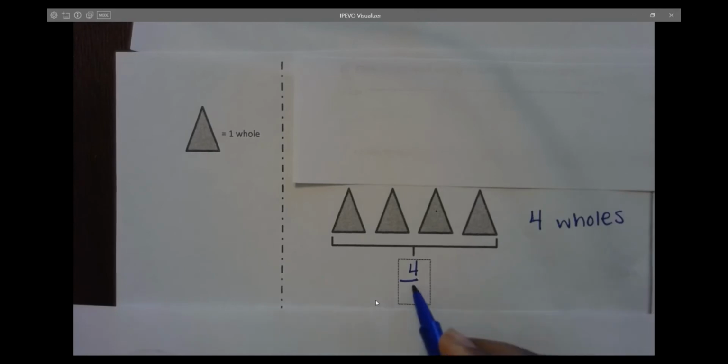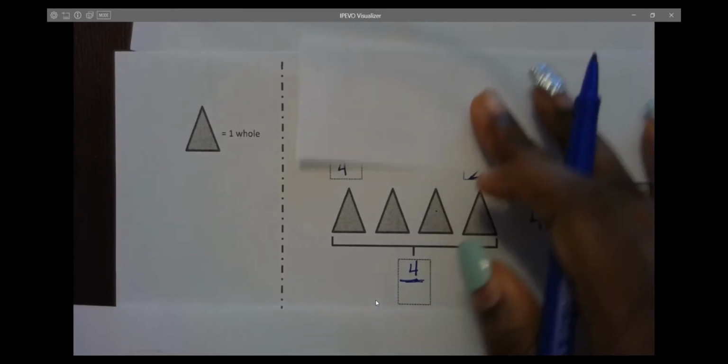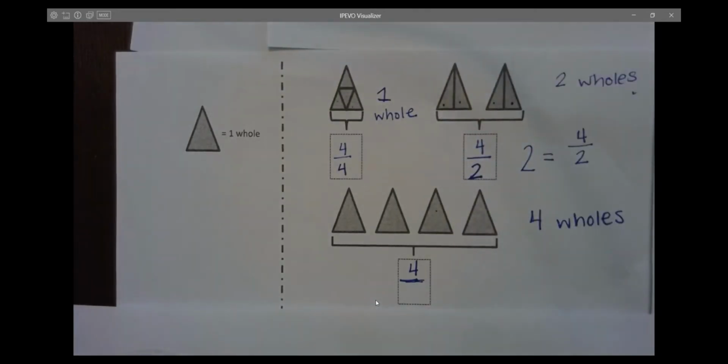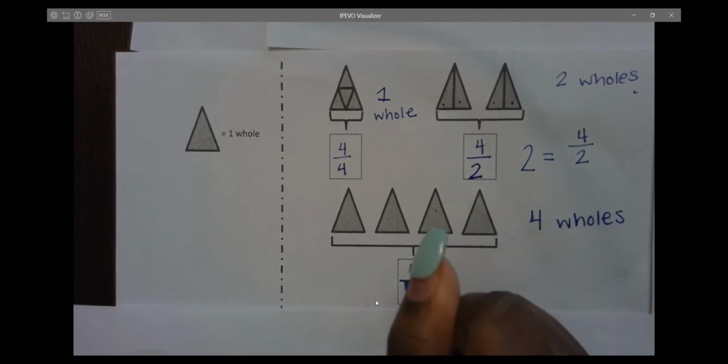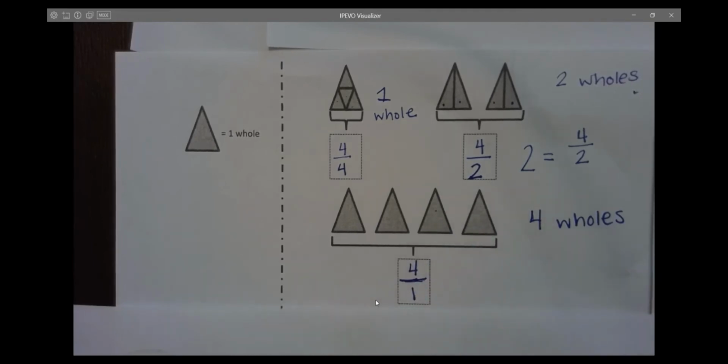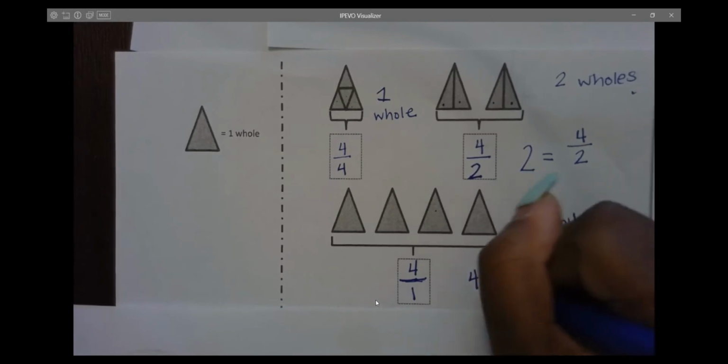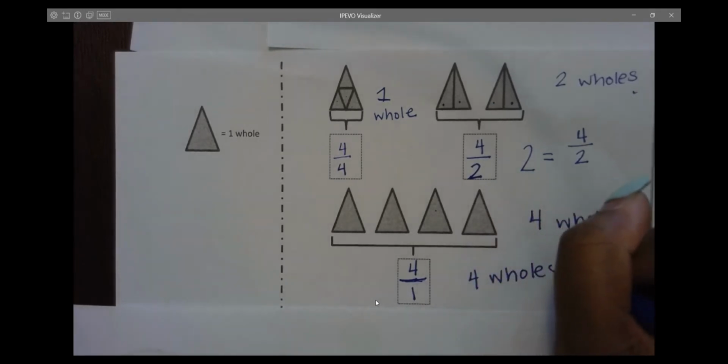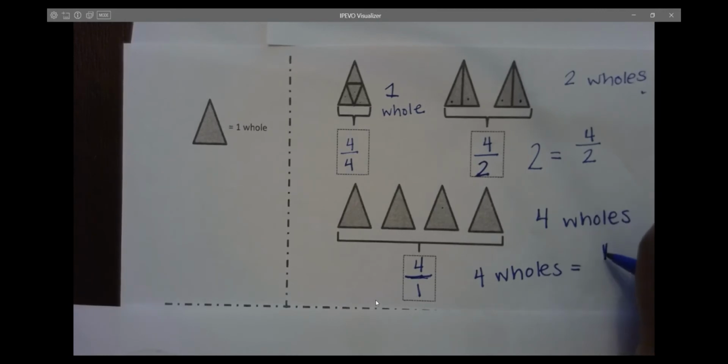Now, how many pieces are each one of these broken up into? Think about what we saw up here compared to what we see now. You'll see that this one, and this one, and this one, all are just one piece. They're not broken up into anything. So this is 1, 1, 1, 1. So we'll say 4 wholes is the same as 4 over 1. 4 wholes equals 4 over 1.